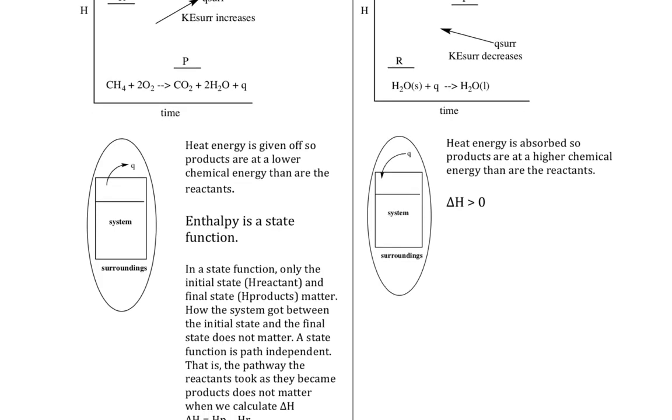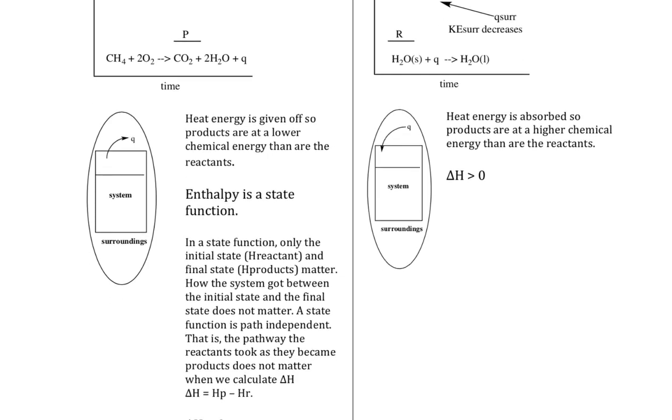So enthalpy, like energy, is a state function. We can calculate the change just by knowing the enthalpy of the products and the enthalpy of the reactants and taking the change, the difference between them. So there's a diagram showing the system, the surroundings, and heat in the exothermic reaction being given off to the surroundings.